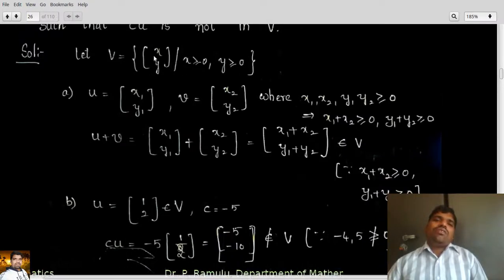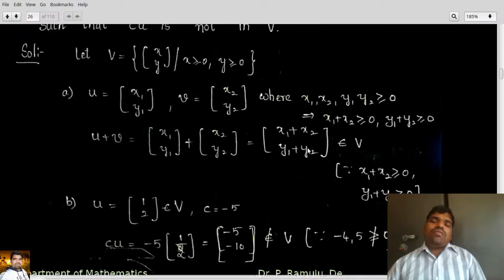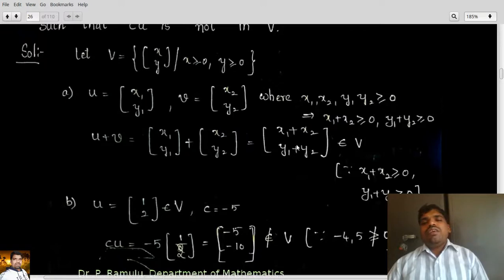In this, I want two elements u = (x1, y1) and v = (x2, y2), where x1, y1, x2, y2 are positive. u plus v is equal to (x1 plus x2, y1 plus y2), which belongs to V. Why? Because each of these is positive. If these numbers are positive, this belongs to V. Therefore, u plus v belongs to V.